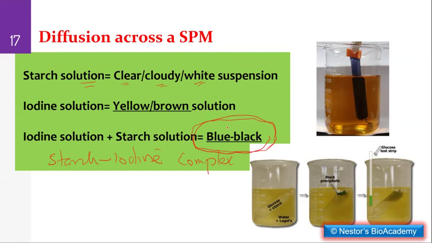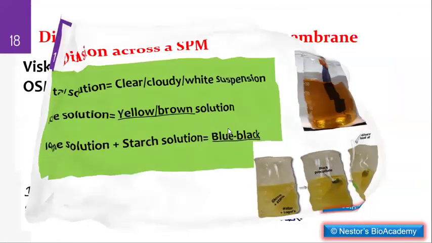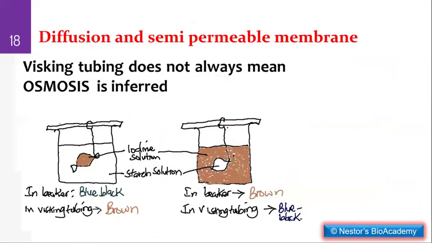That is, you can simply use an iodine solution to test whether a solution contains starch, because anytime iodine molecules come into contact with starch molecules, a blue-black starch-iodine complex is always formed. So we can set up our experiment in two ways.